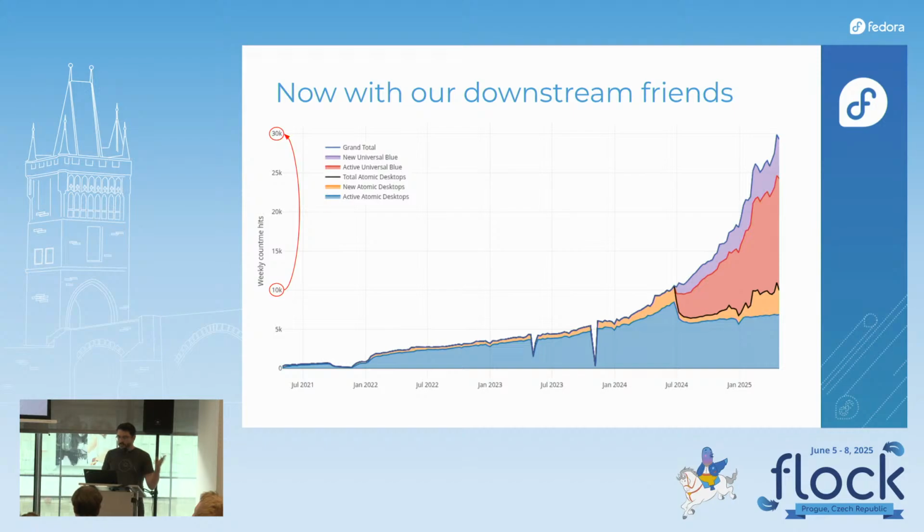So Universal Blue is a huge part now of the Atomic desktops. They are not directly in Fedora, they are downstream of us in Fedora, but they are based on the Atomic desktop. They are using the base images that we built for the Atomic desktops.